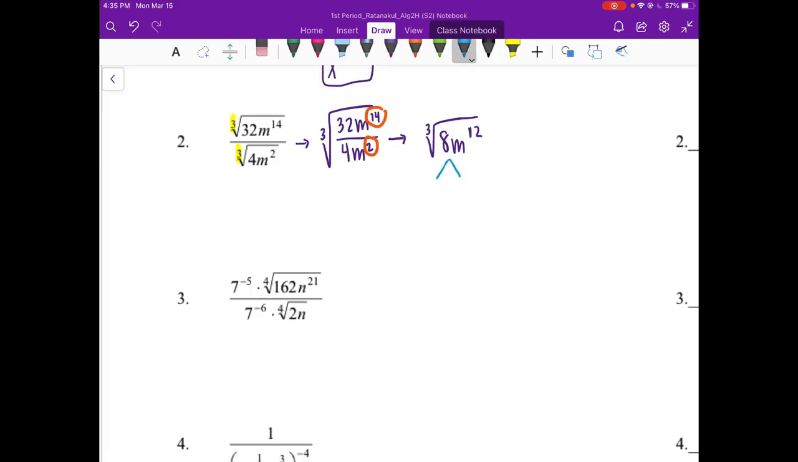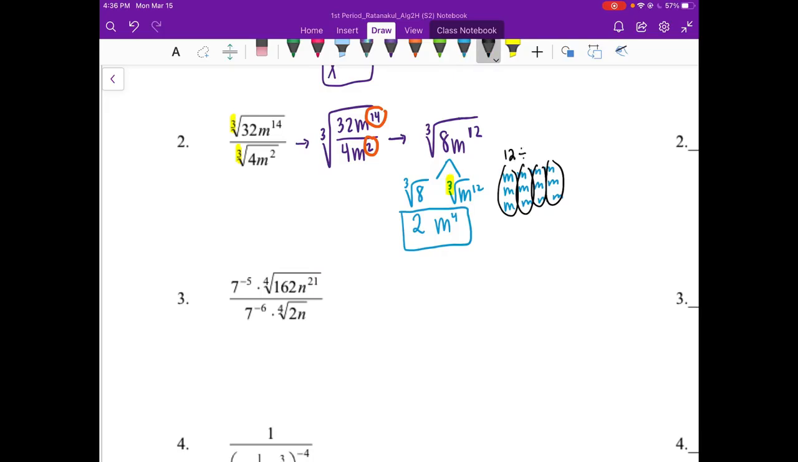Now, at this point, I can think about taking the cube root of 8 and taking the cube root of m to the 12th. So cube root of 8, which you can do in your calculator, is going to give you 2. When you're taking the cube root of a variable, you can think about grouping or dividing. So if I have 12 m's and I need to make groups of 3 because it's a cube root, I make 4 groups of 3. So I get m to the 4th. Again, you can think about dividing 12 by 3, which gives you 4.